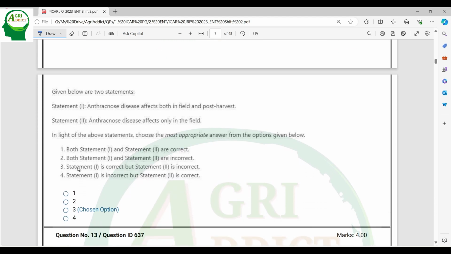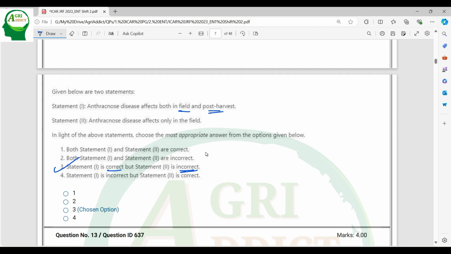Next question is a statement type question. In statement 1, anthracnose disease affects both in field and post harvest. Statement 2, anthracnose disease affects only field. So anthracnose disease affects both field and post harvest conditions, not only is it conspicuous in the field. So here statement 1 is correct and statement 2 is incorrect.